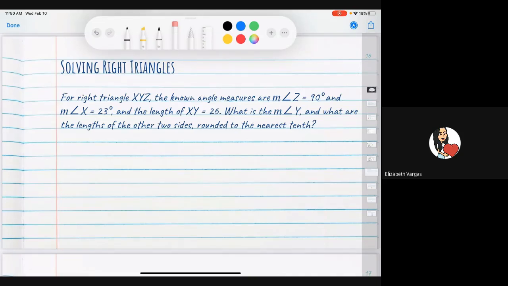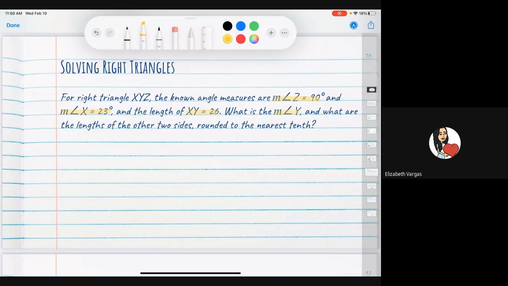Okay, so now we're going to go about looking at an example problem. This problem says, for right triangle XYZ, the known angle measures are angle Z is equal to 90 degrees and angle X is equal to 23 degrees. And the length of XY is equal to 26. What is the measure of angle Y? And what are the lengths of the other two sides rounded to the nearest 10?